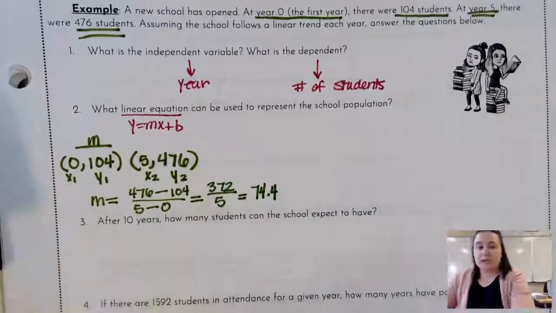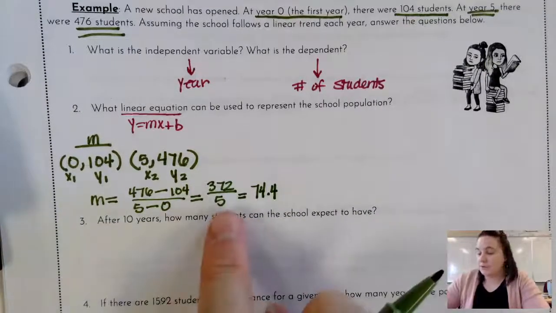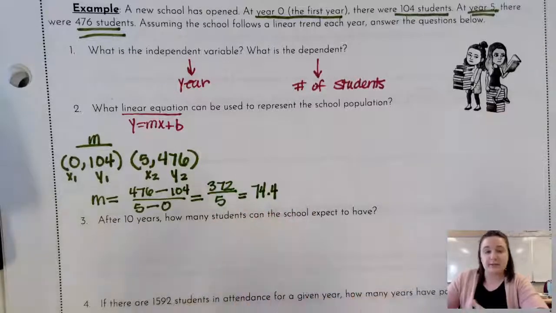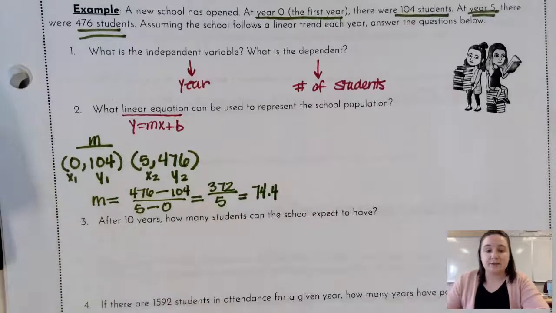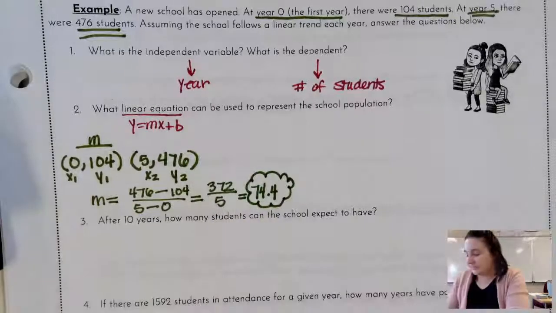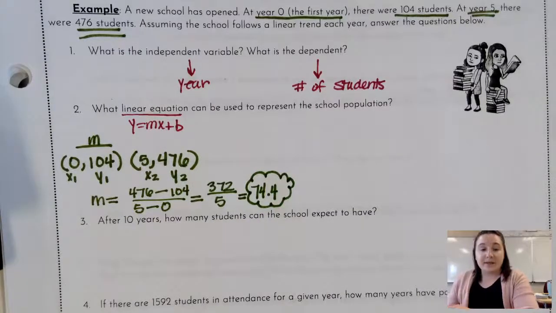And I know we normally keep our slope as a fraction, so you could keep it as this fraction if you wanted to, or you can change it to a decimal. That's up to you. I think it's easier to understand the decimal. So that is my m. So I'm going to put this in a little cloud because I need that later. Now I need my b.